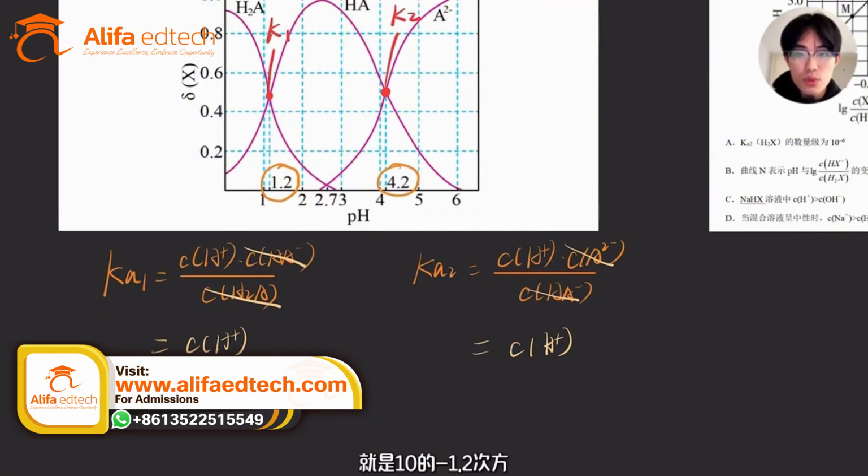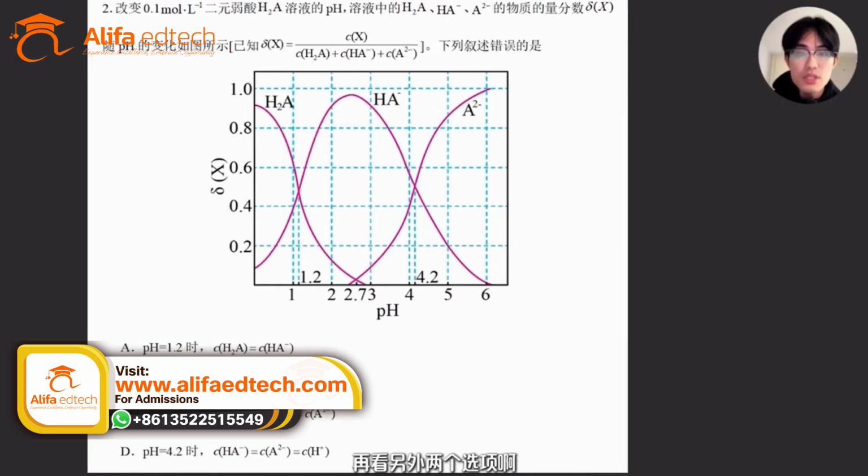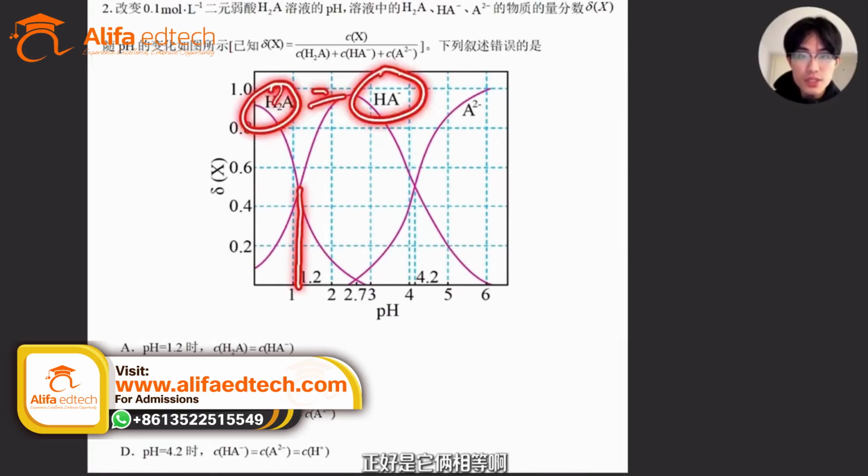So if the pH is 1.2, the corresponding hydrogen ion concentration is 10 to the power of negative 1.2, which equals Ka1. And the next point, by the same logic, K2 equals 10 to the power of negative 4.2, and that solves it directly. Once you've calculated K, the rest of the problem is straightforward. Now look at this problem. It's simple. Option B says log K2 is negative 4.2, which is correct. Let's check the other options. When pH is 1.2, their concentrations are equal, no problem.